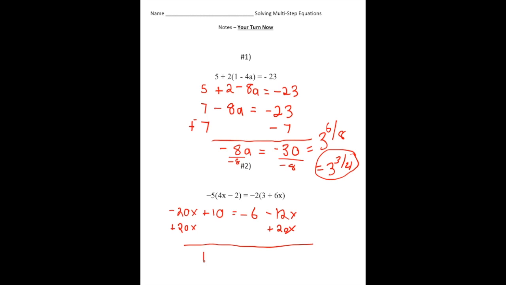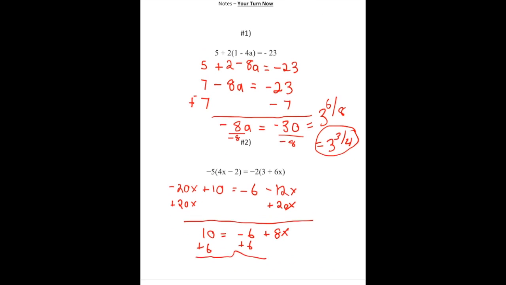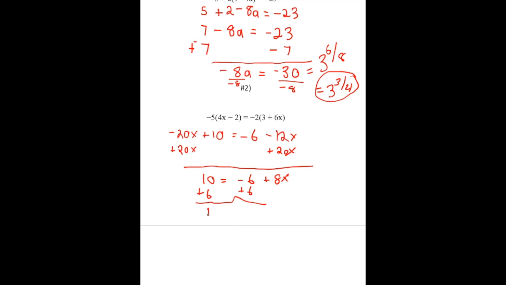And now we have 10 equals -6 plus 8x. I'm going to add 6 to both sides. So now we have, let's scroll down a little bit more here. Now we have 16 equals 8x. And lastly, divide both sides by 8, which means x is going to equal 2. And there it is. All right, how'd you do?